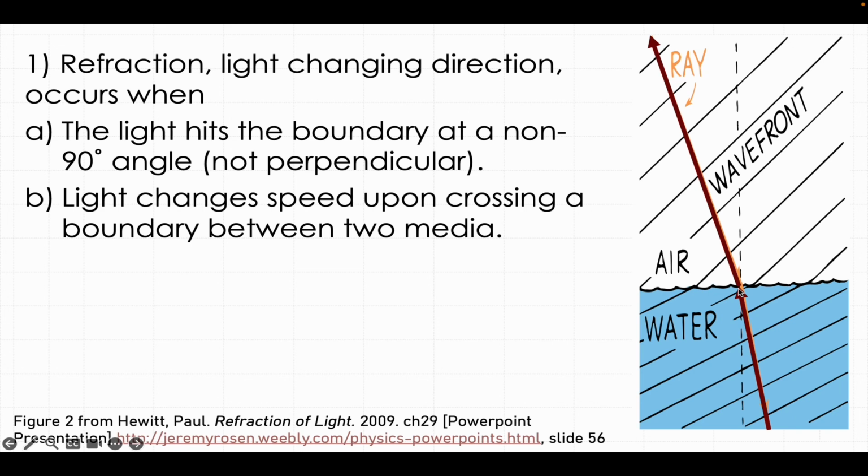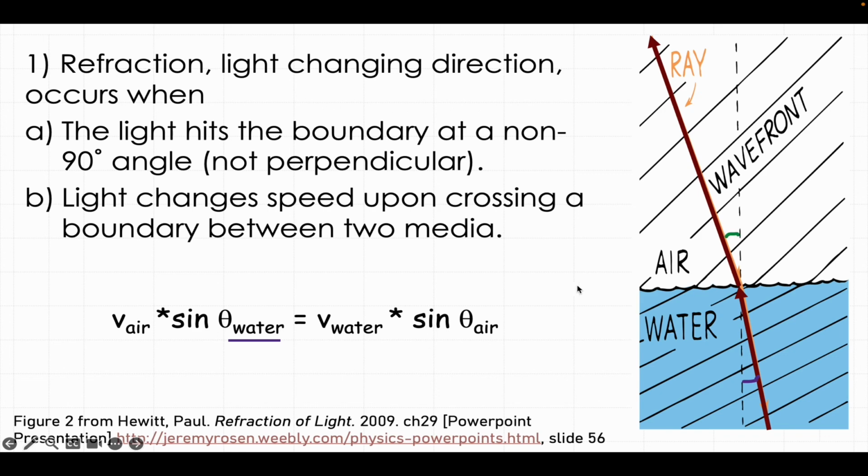Now, we can make some predictions based upon the speeds and angles to know which way the light will actually bend or refract. So in this example, we have Snell's law written with the velocity in air multiplied by the sine of the angle in water equals the velocity of the light wave in water times the sine of the angle in air. So we would measure the angle in water from the ray to that perpendicular boundary called the normal.